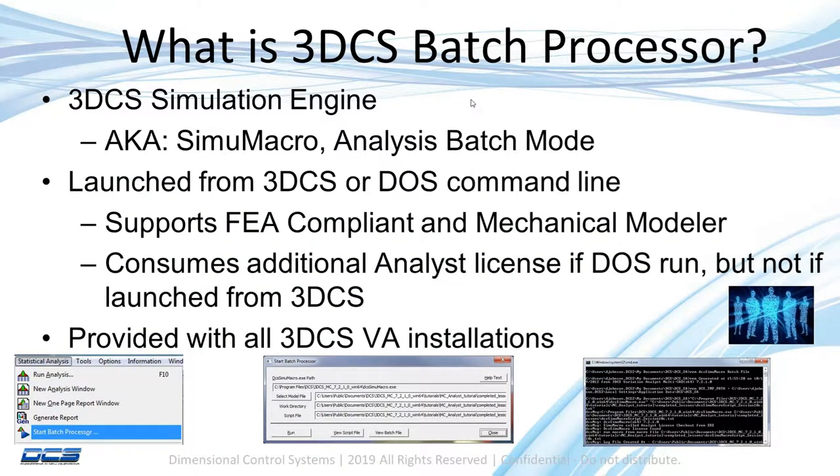So what is batch processor? Spencer, maybe you can help me out with this. Yeah, so a batch processor is a batch file generated from 3DCS that you can actually run outside of the 3DCS application. It still obviously uses a license, a studio license. But one of the powerful things about batch processor is that you can set it up so that it runs overnight and you aren't occupying a workstation during business hours.